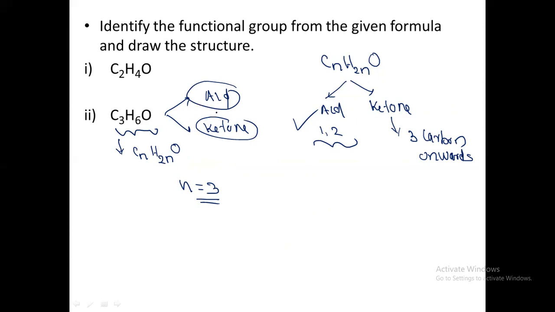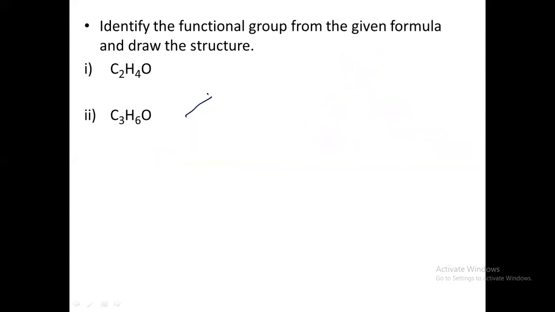So how to draw that? There are two possibilities. You can draw aldehyde or ketone with this formula, so both are correct. How to draw the aldehyde? A 3 carbon aldehyde. The aldehyde functional group is CHO. Remember the functional group itself has 1 carbon, and total 3 carbon should be there, so add 2 more carbons. Now satisfy the remaining valencies with hydrogen.